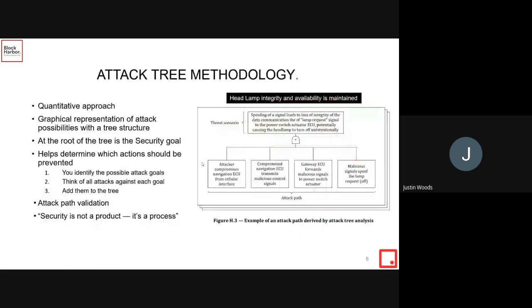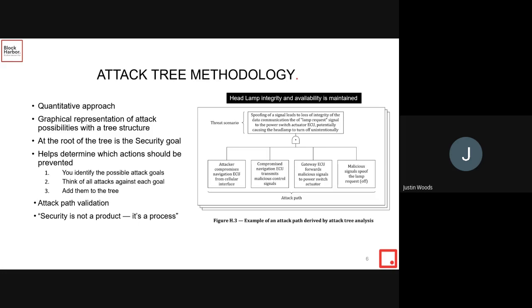So going into the attack tree methodology a little deeper now, this is talking about a more quantitative approach. It has a graphical representation of attack possibilities with a tree structure. As you can see on the right here, we start at the top, the root of the tree, kind of an upside down tree, which is going to be the security goal. So what are we trying to protect? In this case, we have a headlamp feature, and we're trying to ensure that integrity and availability is maintained.